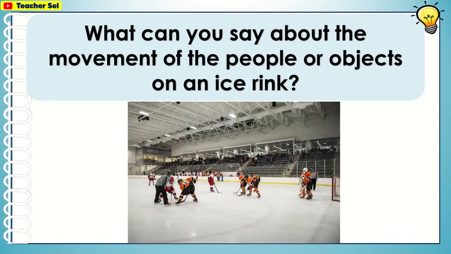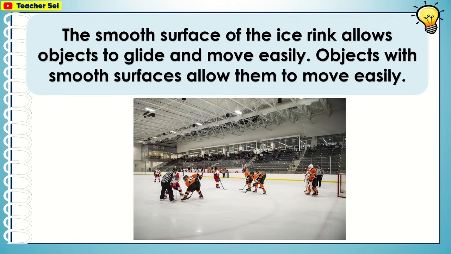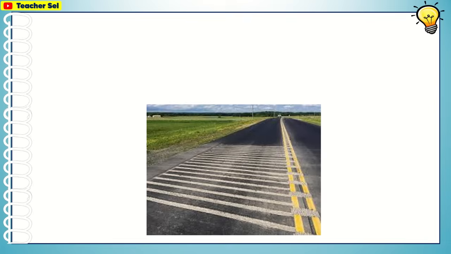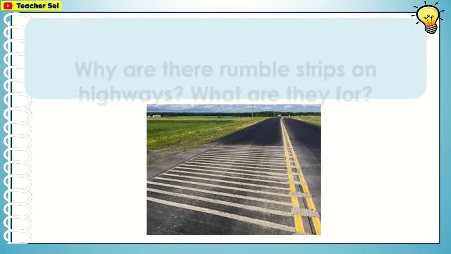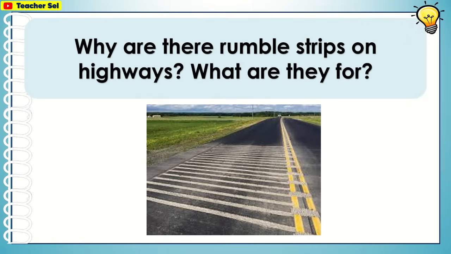What can you say about the movement of the people or objects on an ice rink? The smooth surface of the ice rink allows objects to glide and move easily. Objects with smooth surfaces allow them to move easily. Where have you seen these strips before? In highways. Why are there rumble strips on highways? What are they for?